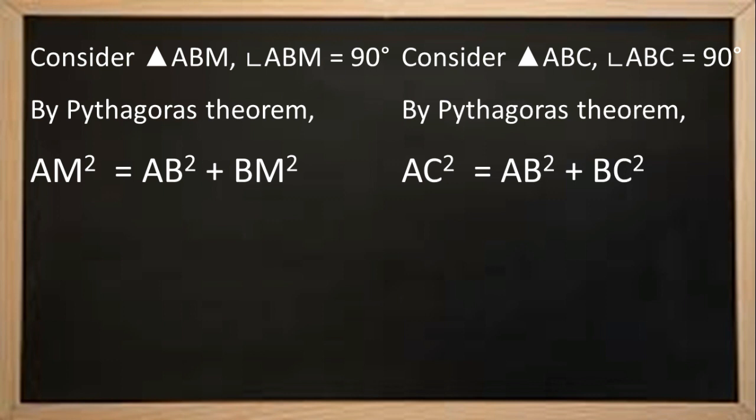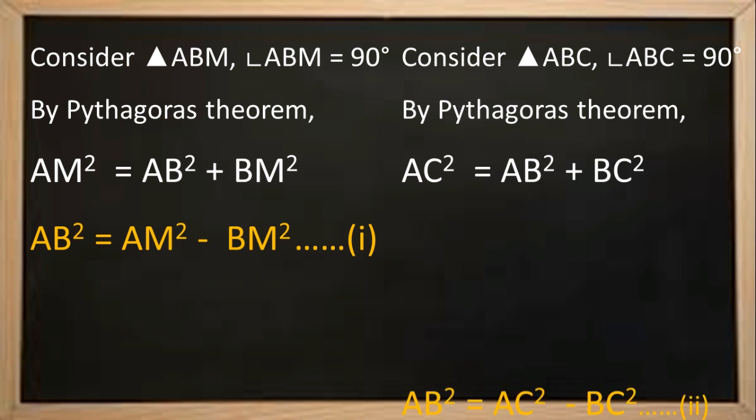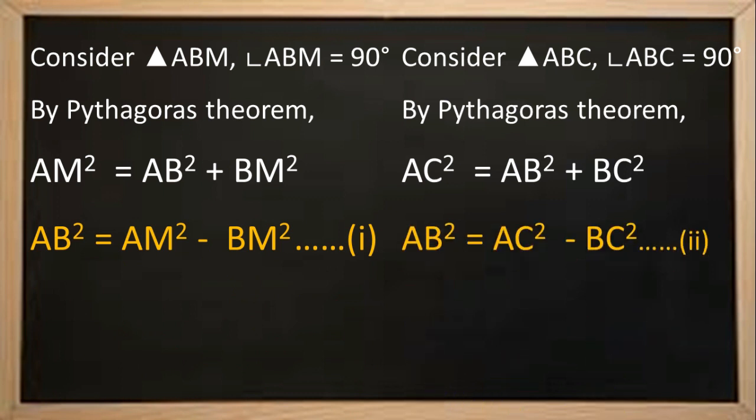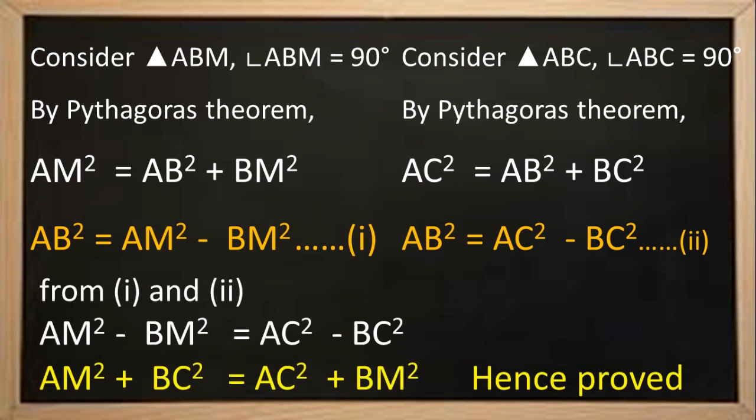Just observe both the results. In both the results, AB is common. So let us rewrite the equation in terms of AB. AB square is equal to AM square minus BM square... AB square is equal to AC square minus BC square. So now we can equate result 1 and result 2. After equating result 1 and result 2, if you just rearrange the terms, then we are going to get what we are in need of, that is AM square plus BC square is equal to AC square plus BM square. Hence it is proved.